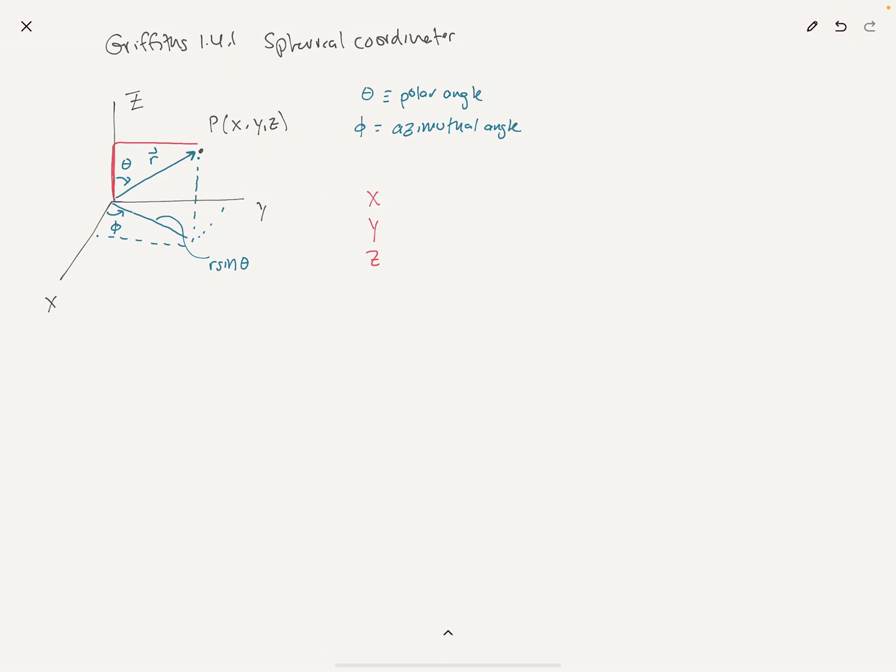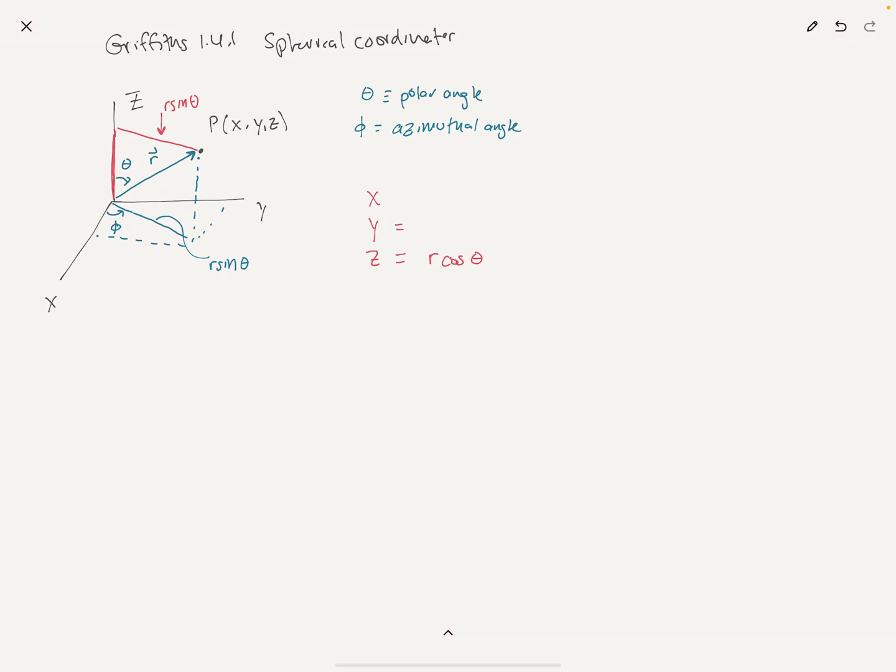I drew that a little bit off. I don't want to be too confusing here. That's our triangle right there. And our z is going to be r times cosine theta. All right, and the reason I wanted to make sure I drew that correctly is because this piece right up here, that is r sine theta, which is the same as our projection in the xy plane.